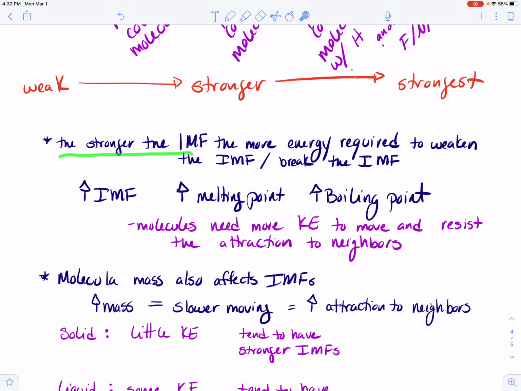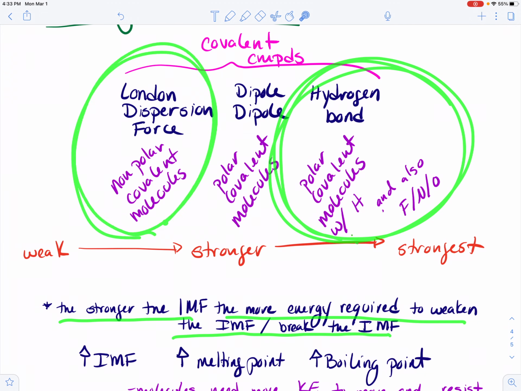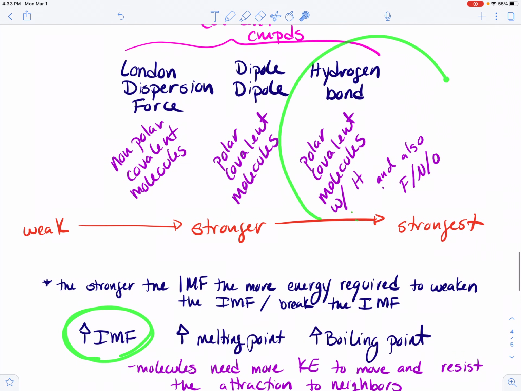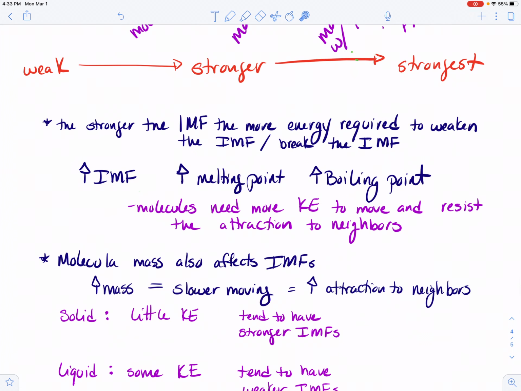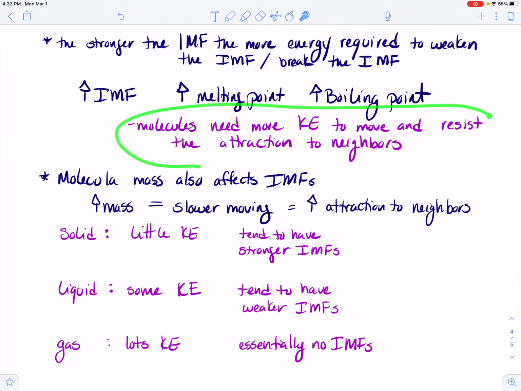So the stronger the IMF, the more energy required to weaken or to break the IMFs. So the more energy you would need to break these intermolecular forces compared to these. So these would be easier to break than these would. That means that if you have a higher IMF, like a hydrogen bond compared to a London dispersion force, you're going to have a higher melting point because you're going to have to put more energy in order to get those molecules to start to spread apart from one another, which means that you'll also have a higher boiling point. So same idea, it's going to take more energy to get those water molecules to separate from one another because their intermolecular forces are stronger than, let's say, other non-polar molecules. So they're going to need more kinetic energy in order to resist the attraction of their neighbors.